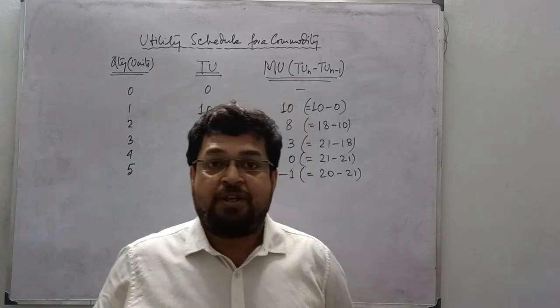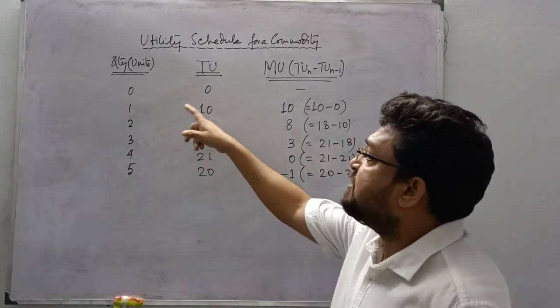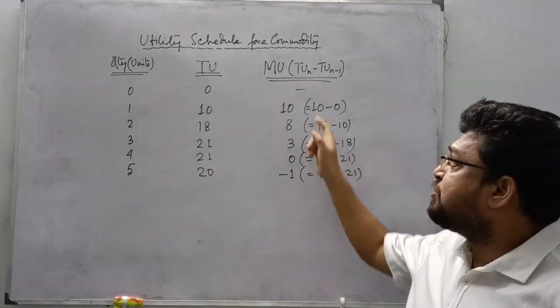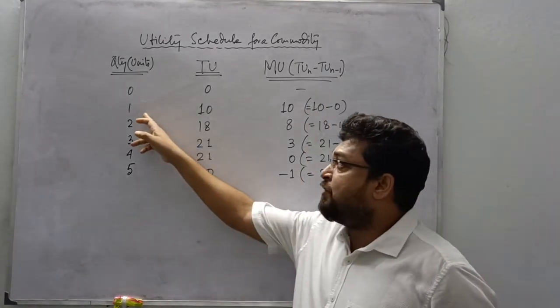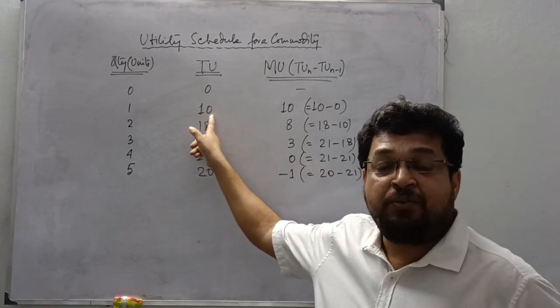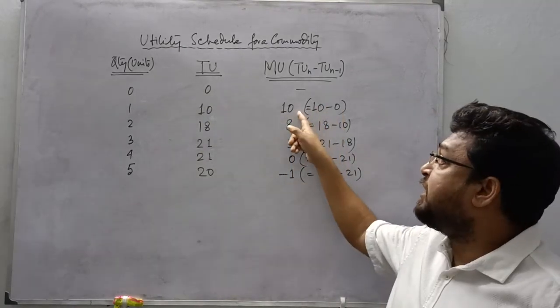Okay, so if we consider the schedule here, you see for 0 units consumed, the total utility is 0. No units consumed, no total utility. So the question of marginal utility does not arise. 1 unit consumed, 10 units of total utility derived, and that additional unit has given you how much extra utility? That is marginal utility, 10 minus 0.